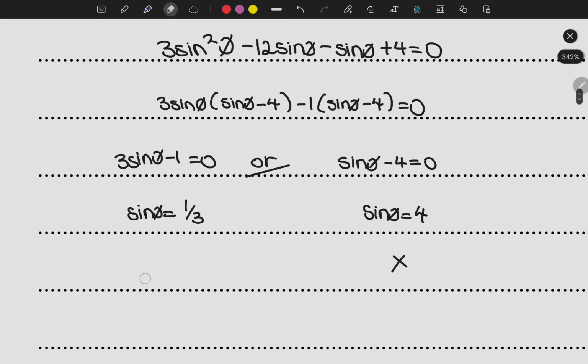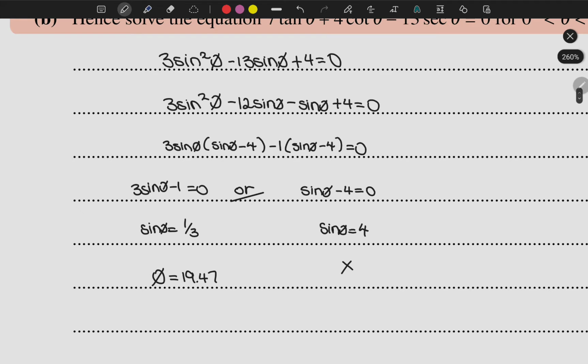So now let's find our principal angle of theta. Inverse sine of 1 over 3, and we get theta is equal to 19.47. I just write 2 decimal places and I round off towards the end.